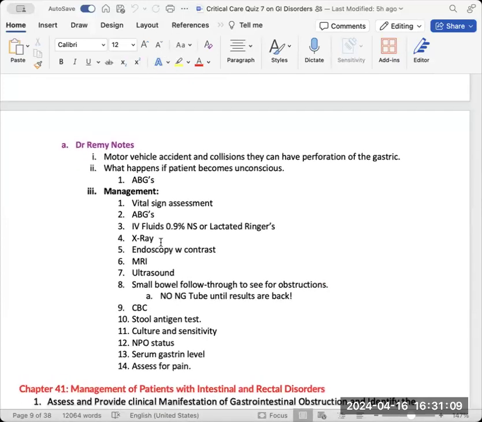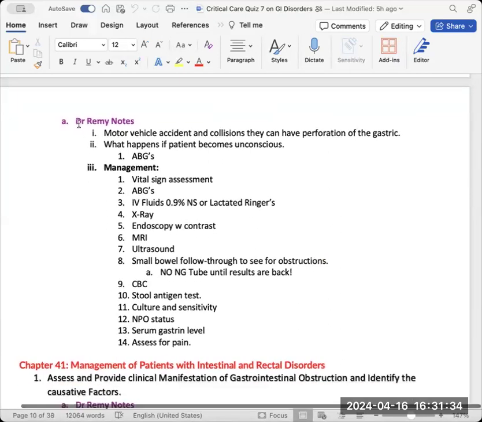So we want to maybe do a small bowel follow through to see for obstructions, right? But Dr. Remy said no NG tube until the results are back, right? We want a CBC to look at hematocrit and hemoglobin, see if they're bleeding, IV fluids, X-ray, endoscopies, right? They should be NPO because we don't really know what's going on and we don't want to put anything in there, especially if they have obstructions. A serum gastrin level, assessing for pain.